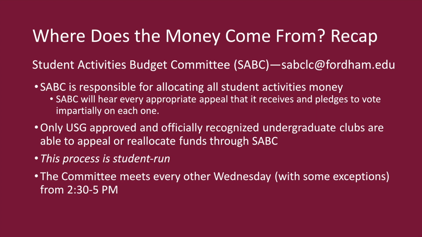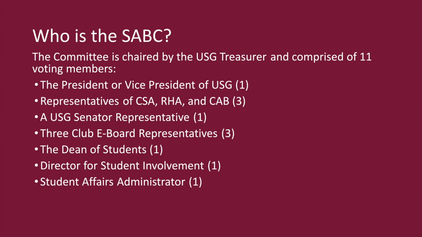Only United Student Government approved and officially recognized undergraduate clubs are able to appeal or reallocate funds through SABC. The process is student run. The committee meets every other Wednesday, with some exceptions, from 2:30 to 5 p.m. The committee is comprised of 11 voting members and the USG treasurer.